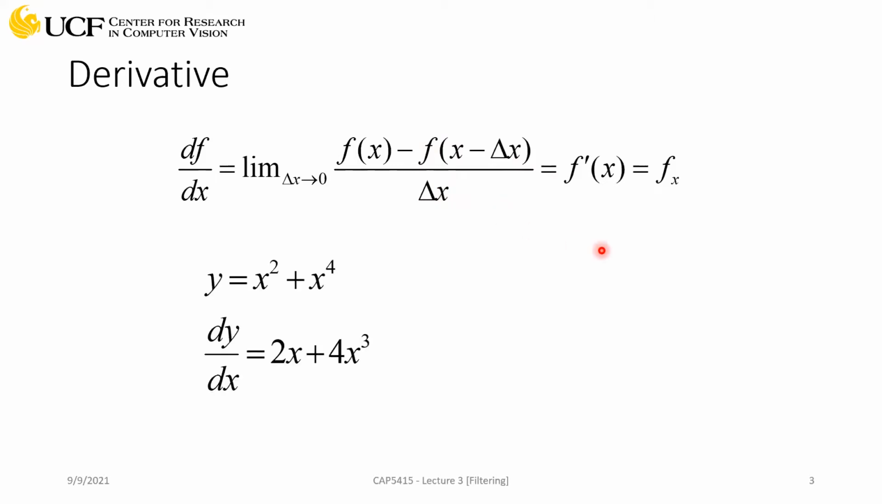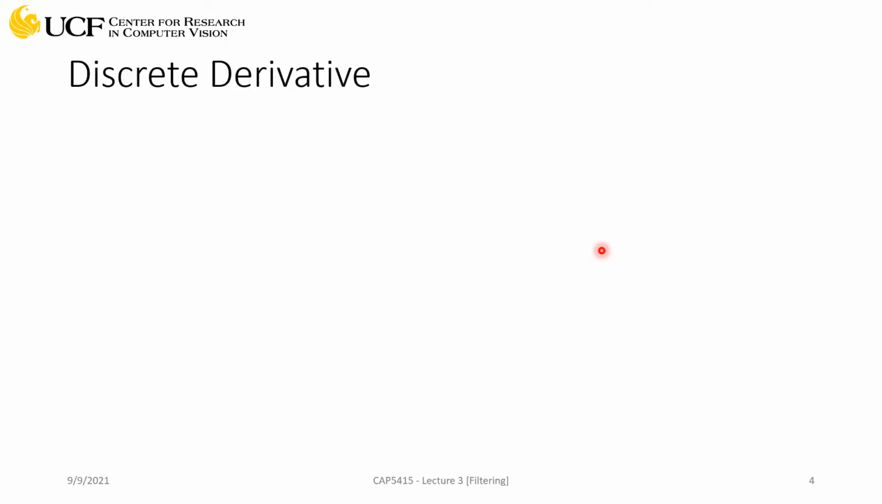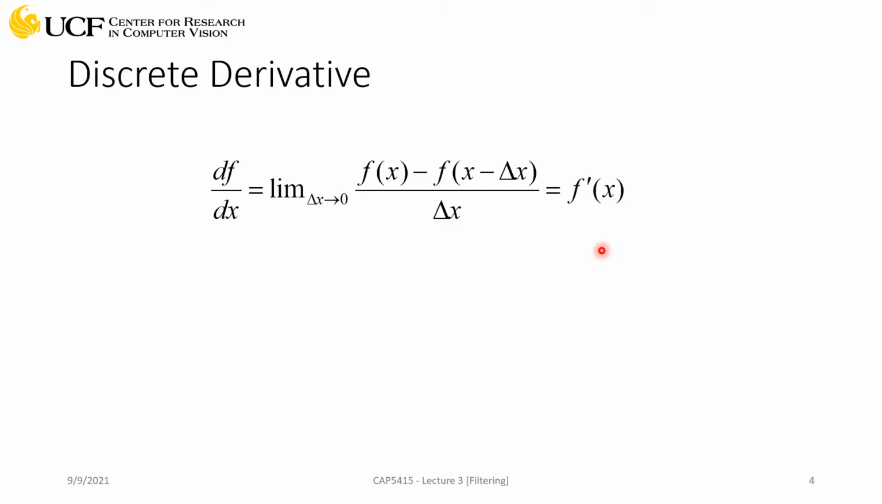Now the idea was, what if the step size is not a very small limit? What if we just use a step size of 1? Then delta x can be replaced by 1, so we don't have to worry about the denominator. It's gone. And in this delta x, you can just replace this with 1, so what you will get is x and x minus 1.